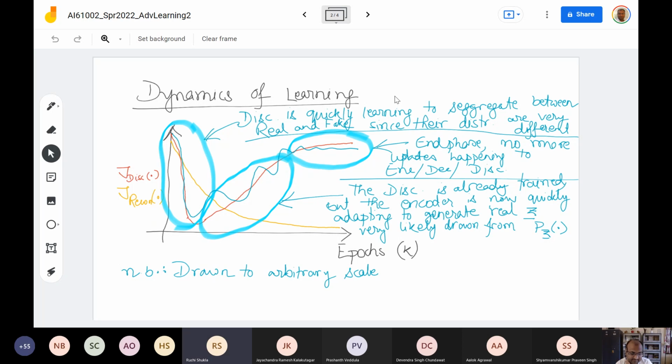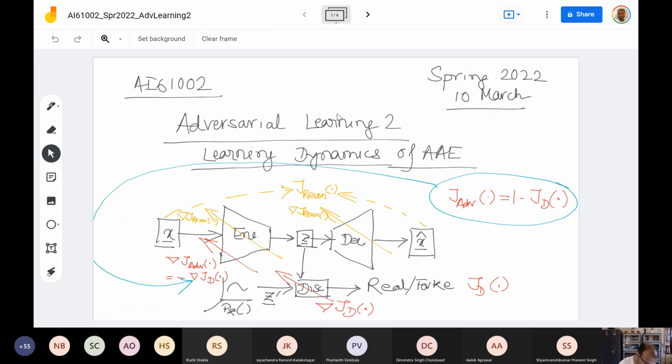So we want Z and Z prime to be different only. So we want JD to increase. No, we don't want Z and Z prime to be different. Z and Z prime are different initially. In the final condition, my objective is not to make this discriminator powerful. This will happen because it has to be powerful in order to discriminate this. But my objective is that this Z should follow a certain distribution.